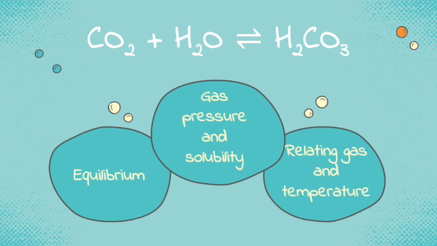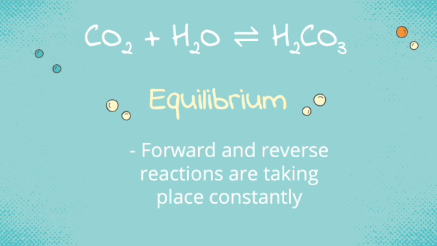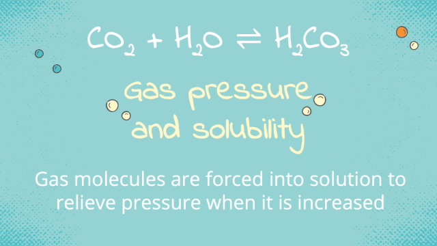The equation for this phenomenon is CO2 plus H2O moves forward to produce H2CO3. We can also note that when the bottle is sealed, the system is in equilibrium as the forward and reverse reactions are taking place. The solubility of a gas increases with an increase in pressure. The solubility of a gas in a liquid is directly proportional to the pressure of that gas above the solution. If the pressure is increased, the gas molecules are forced into the solution since this will best relieve the pressure that has been applied.